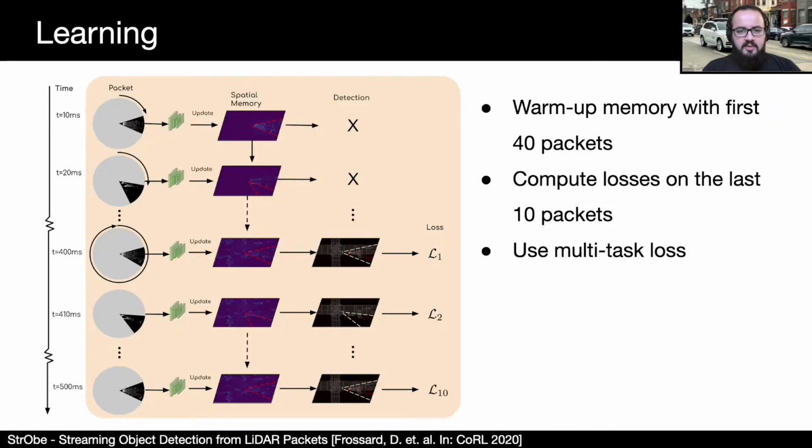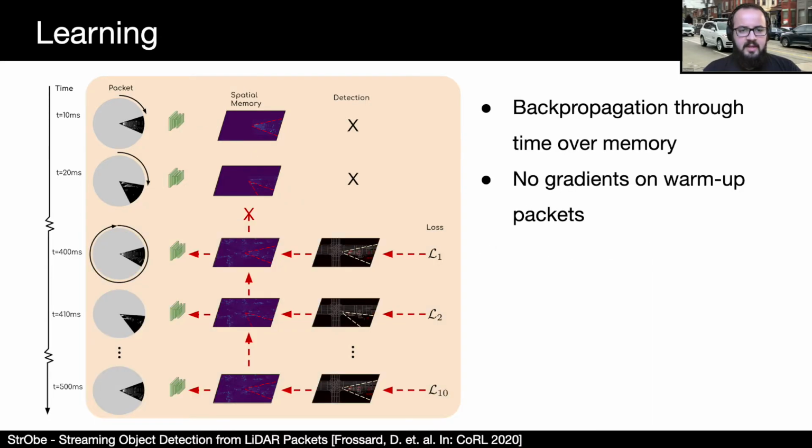To train the model, we use sequential examples that contain 50 packets due to the temporal nature of the memory. We use the first 40 packets to warm up the memory and compute losses on the last 10. In particular, we use a multitask loss to optimize the model, as is typical in object detection. Having the losses, backpropagation through time is used to compute gradients across the memory. Note that no gradients are computed on the warm-up packets.